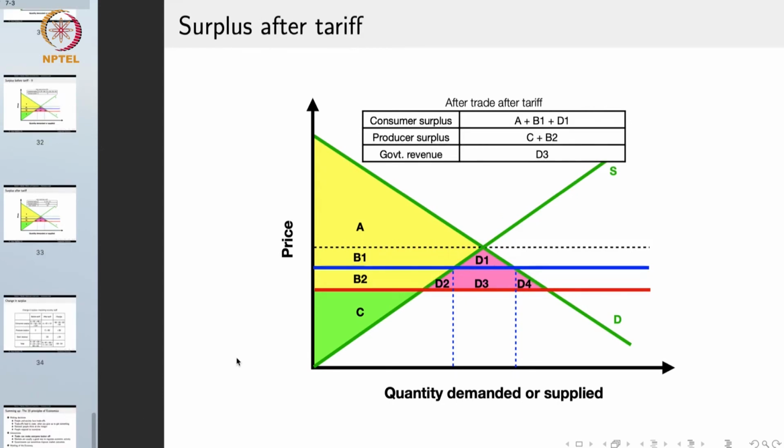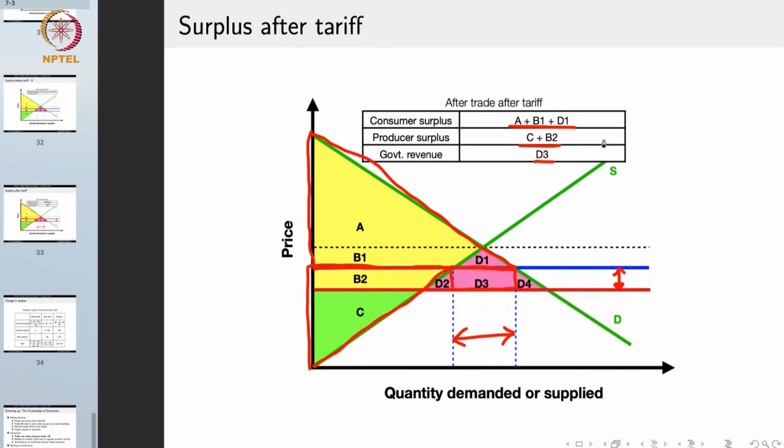Now what happens after the tariff is imposed? The consumer surplus will be given by the triangle that is formed by the demand curve and the price curve. So this is the new consumer surplus. The new consumer surplus is A plus B1 plus D1, which is what we are writing here. The new producer surplus is given by the domestic supply curve and the price curve. So this is the new producer surplus, which is C plus B2, which is what we are writing here. And the amount of revenue that accrues to the government is given by this rectangle, which is D3. Why? Because this is the amount of import and this is the amount of tariff.